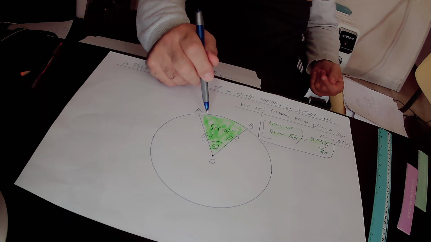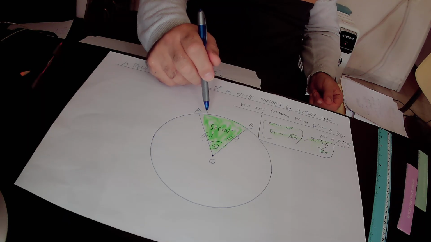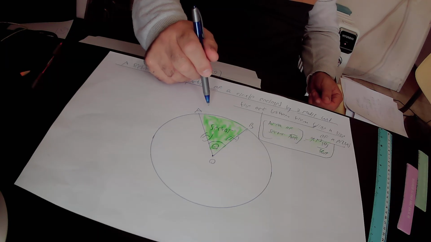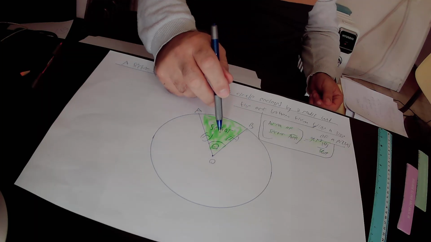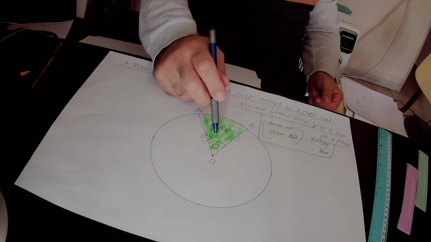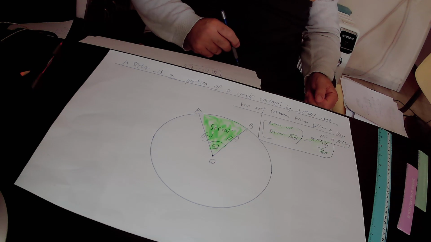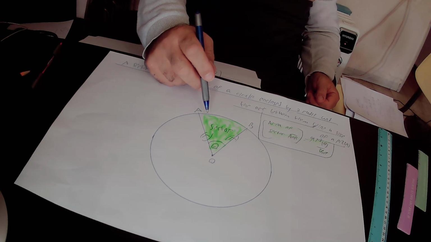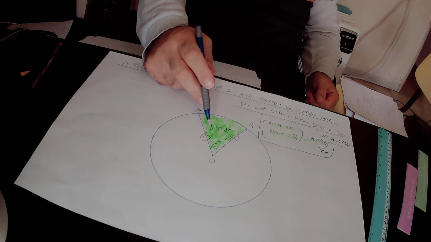What is the area of this green sector AOB? The area of this green sector AOB equals pi r squared, that is the area of the circle that contains the sector, times the angle between the legs of the sector, that is theta, over 360 degrees. Repeat again, the area of this sector AOB equals pi r squared times theta over 360 degrees.